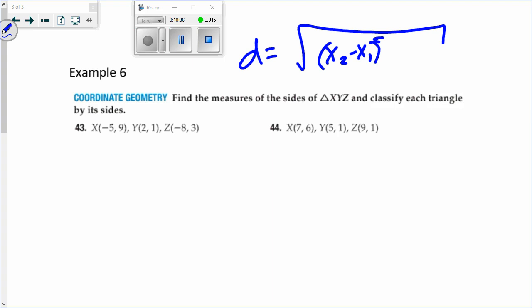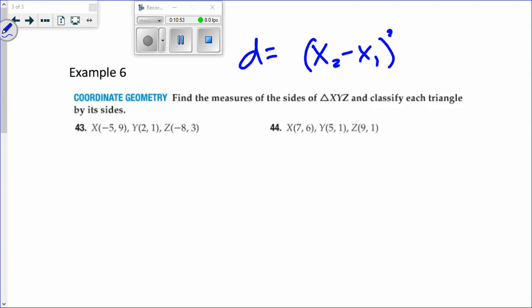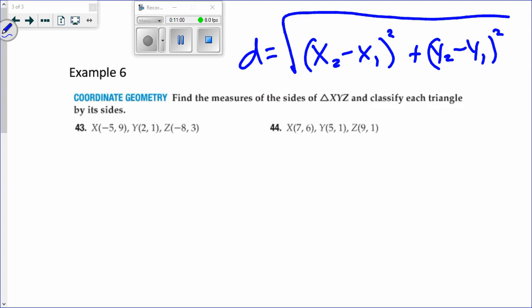Oh, this technology's messed me up here a little bit. Let's just start over here. So again, the difference in X values, so X2 minus X1 squared plus Y2 minus Y1 squared, all under the square root. We should be familiar with using this. So that's our distance formula. Now let's apply it.